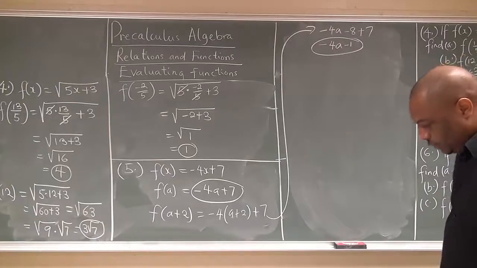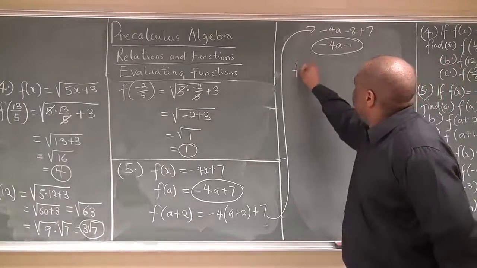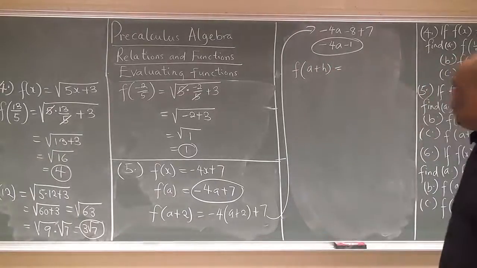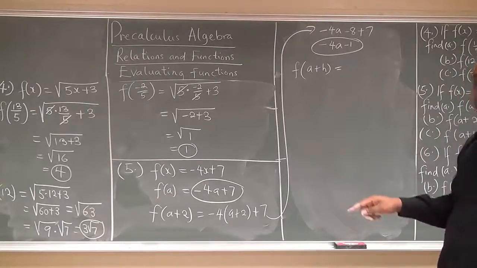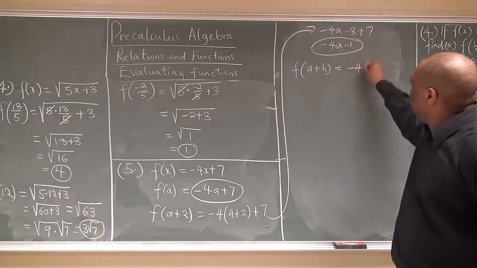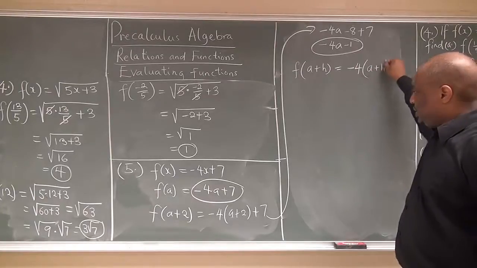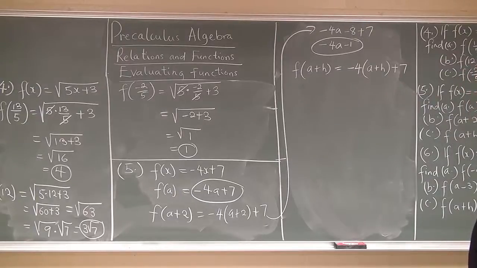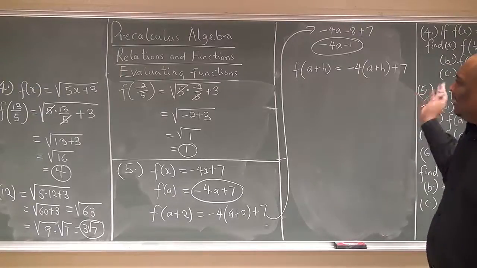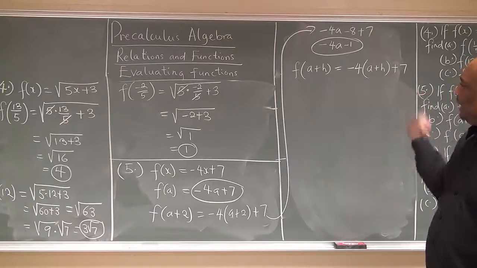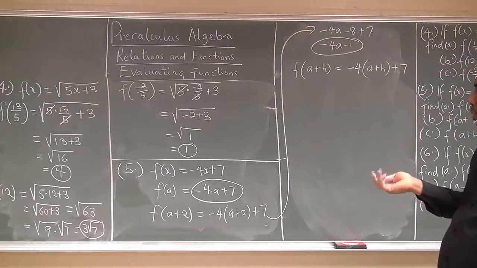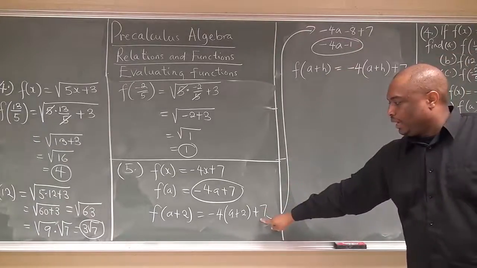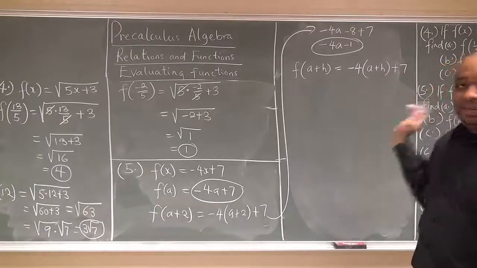Okay, the next one, still on that question 5, is f of a plus h. F of a plus h, the same thing. Okay, this will be negative 4 parentheses a plus h plus 7. Right? And you can leave it here. You can leave it like this if you want to. You might ask me now, why do you have to distribute here? Why don't you leave it here like this? And here I'm saying you can leave it like this.